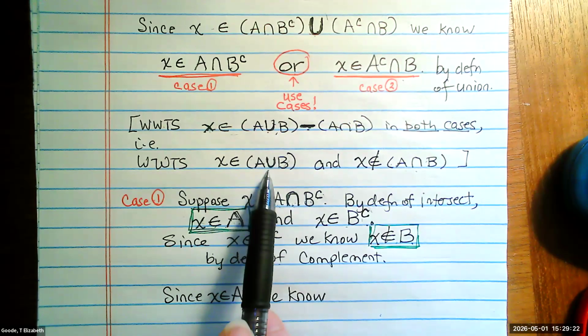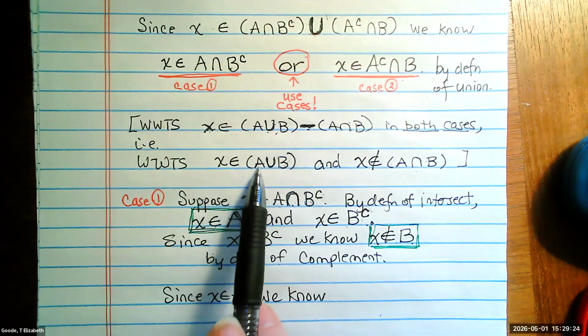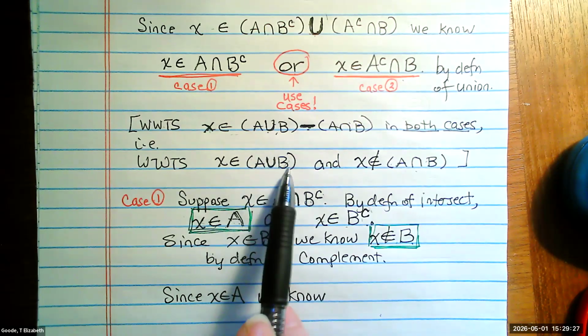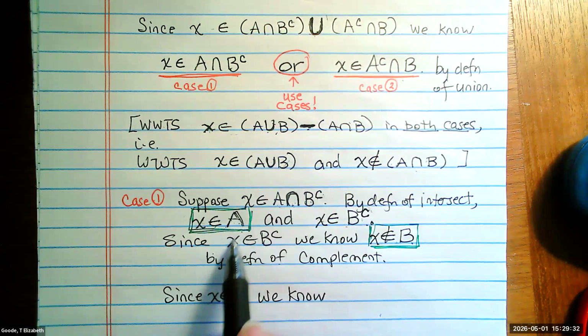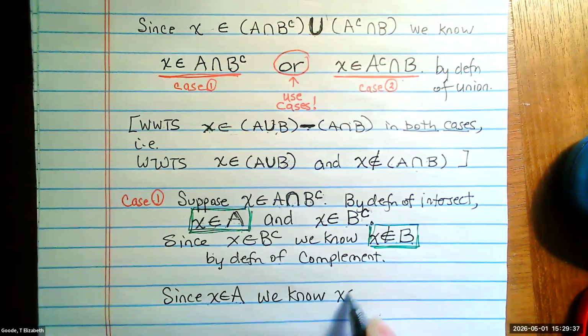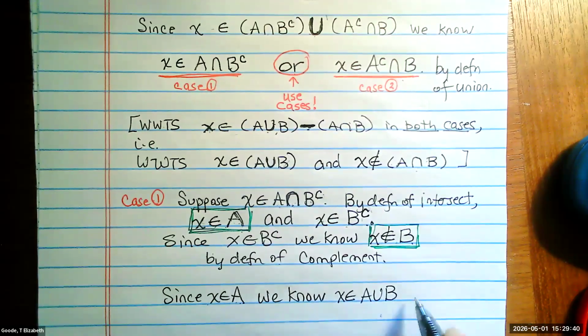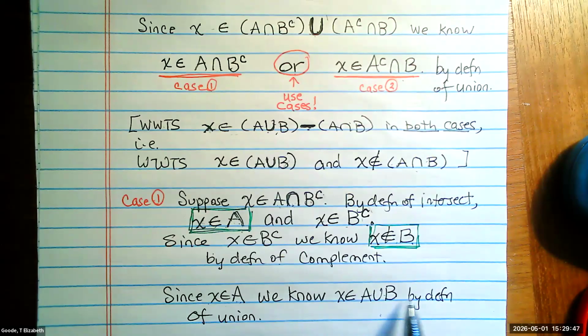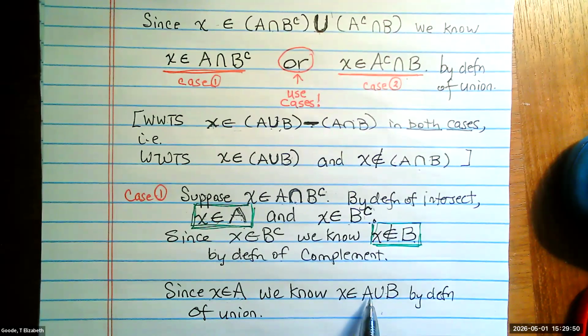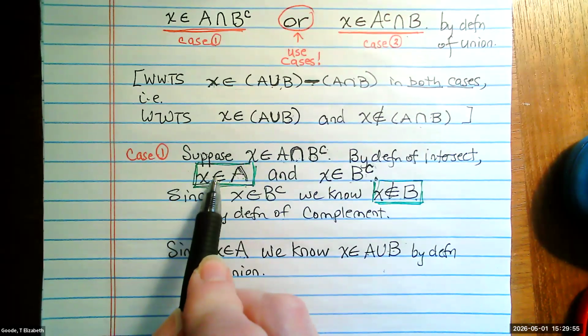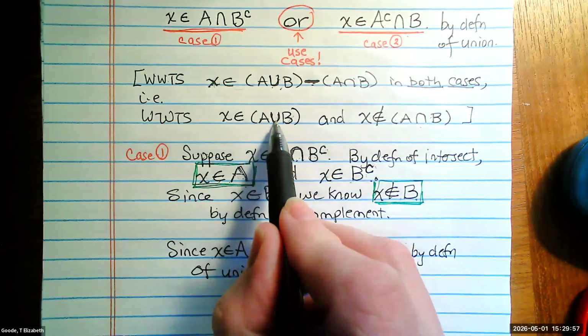And we know that means we want to show X is in A or X is in B, right? Well, it's in A. In this case, we broke it down and we know X is in A. So since X is in A, we know X is an element of A union B by definition of union. Because it's in A, it's in A or B, right? The definition of union says if you get X in A or in B, you can say X is in A union B. So we just used X in A to get X in A union B.